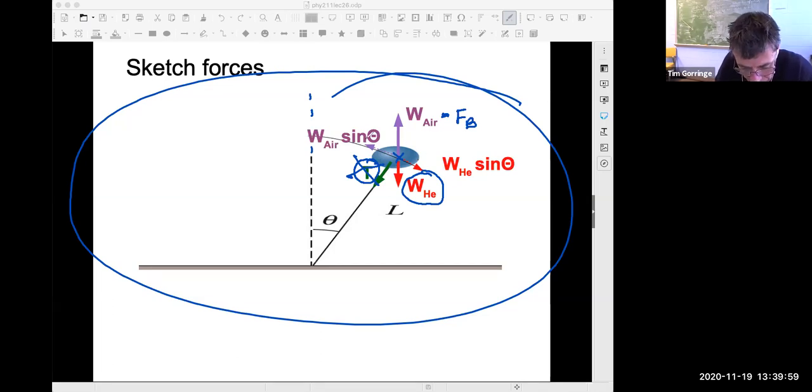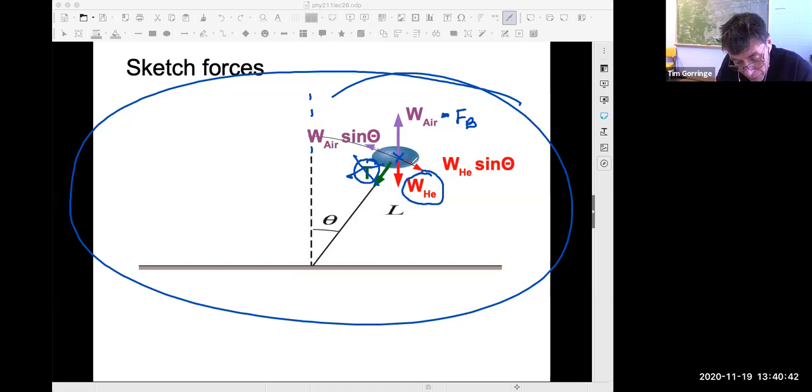However, portions of the weight of the helium and portions of the buoyant force from the air do act in the direction of motion. So those would contribute to a restoring force. Specifically, the air, which is acting upwards as a buoyant force, a portion of that, W sine theta, where W is the weight of the air displaced, is trying to push the helium back towards the equilibrium point. So that is a restoring force.